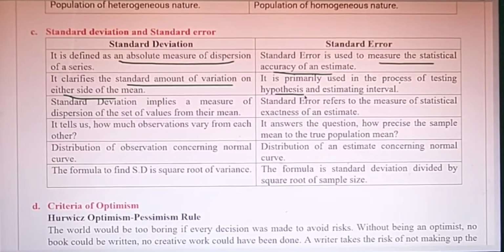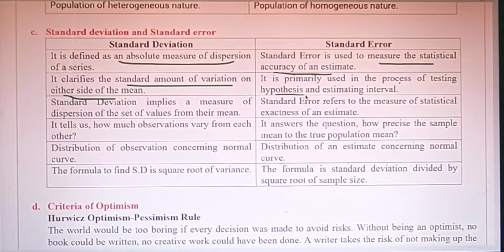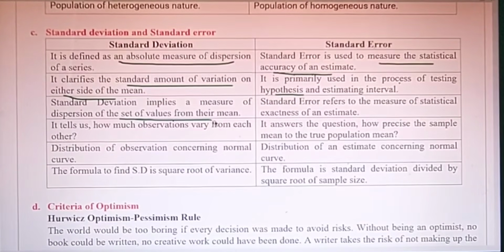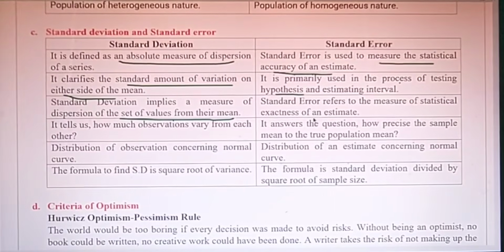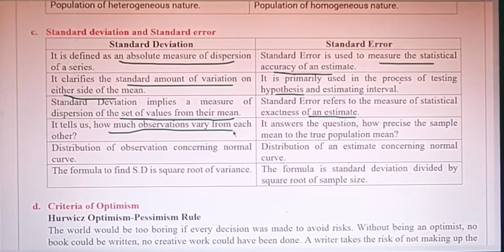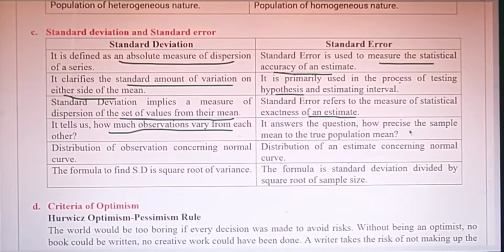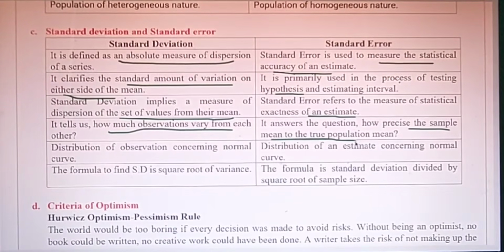Now this is a very important one. Standard deviation implies the measure of dispersion of the set of values from their mean, whereas here we take an estimate. Standard deviation tells us how much observations vary from each other, whereas standard error tells us how precise the sample mean is compared to the true population mean. So like this.